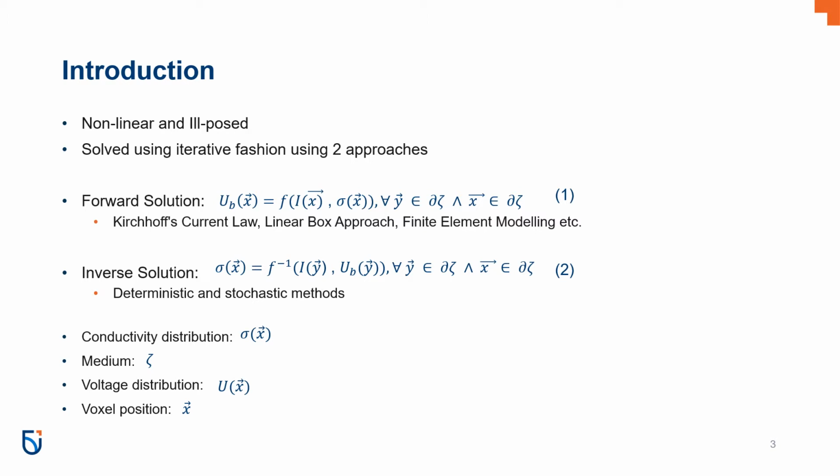EIT is usually solved in an iterative fashion using two approaches, the forward solution and an inverse solution. In the forward solution, you're trying to solve for the boundary voltages knowing the current injection and the internal resistance distribution. In the inverse solution, it's much harder because you're trying to solve for the internal resistance distribution knowing the current injection and the boundary voltages.